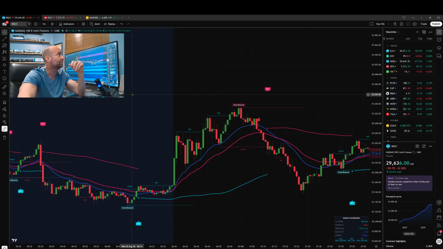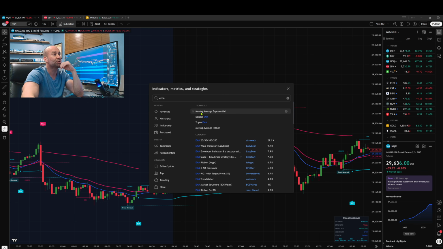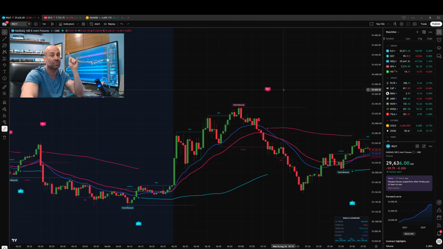It's very simple. All you have to do is go up here to indicators. You're going to type in EMA, and then you're going to choose the one that says moving average exponential, okay? Very simple. You want to add 2 of those. One's going to be a 20 and one's going to be a 34, okay? Make the 20 blue, make the 34 magenta, okay?